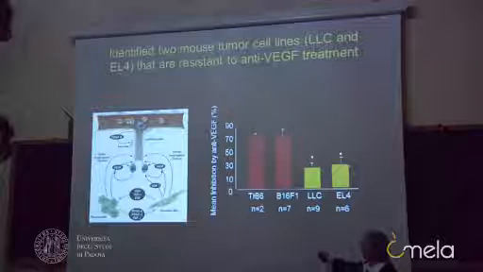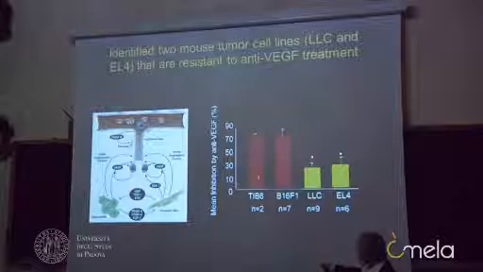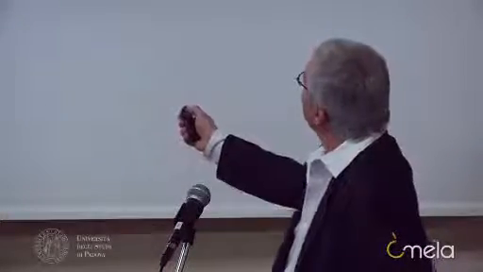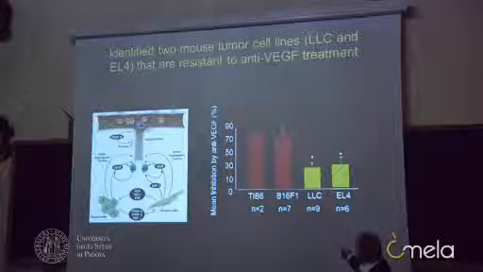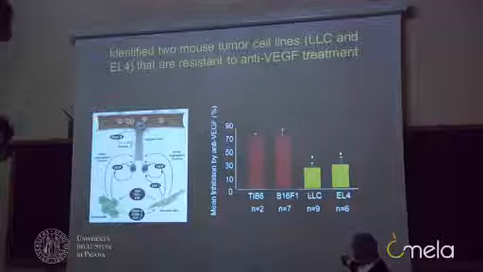And so we identified a spectrum of cell lines. These two in red, EL4 and B16F1, we call the sensitive models, which are inhibited by 80 or 90% by VEGF inhibitor. At the other end of the spectrum, we have tumor types like the Lewis lung carcinoma and the EL4, which show reduced responsiveness to VEGF antibodies. We're hoping that by comparing and contrasting these cell types, we could learn something.